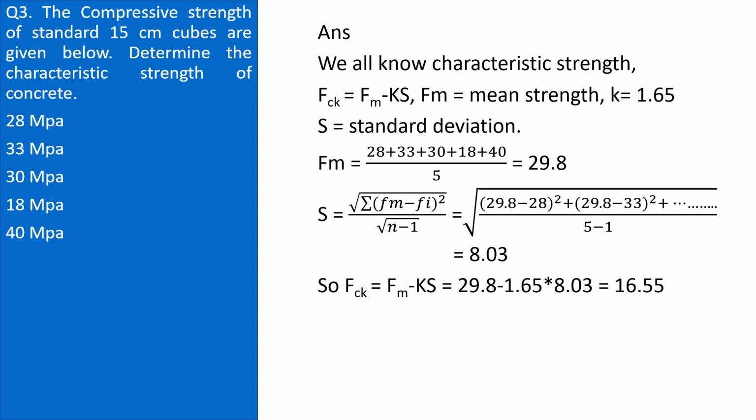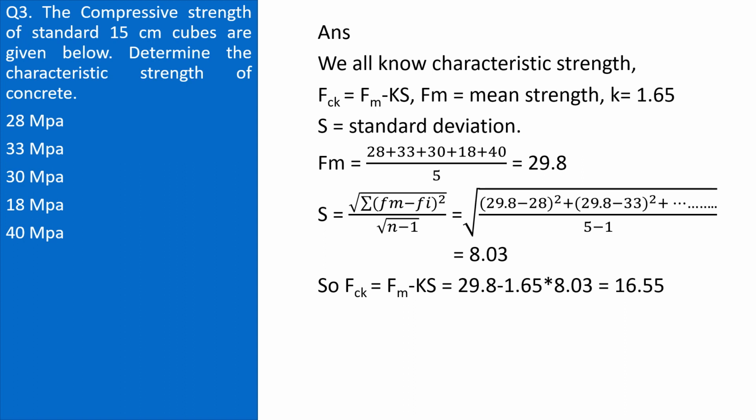Here the question is, the compressive strengths of standard 15 centimeter cubes are given below. Determine the characteristic strength of concrete. Here the various samples are given: 28 Newton per millimeter square, 33 Newton per millimeter square, and 30, 30, and 28. So from this sample, we have to compute the characteristic compressive strength of concrete.